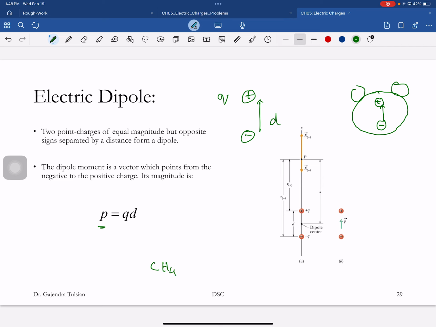What is this? Methane. In the methane molecule, the center of positive charge and the center of negative charge are right on top of each other. So it has no dipole moment. An oxygen molecule has no dipole moment either. A lot of molecules don't have any dipole moment. The water molecule has a dipole moment, and we are thankful for that.